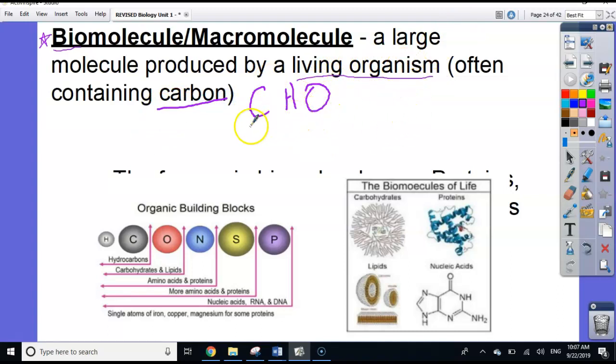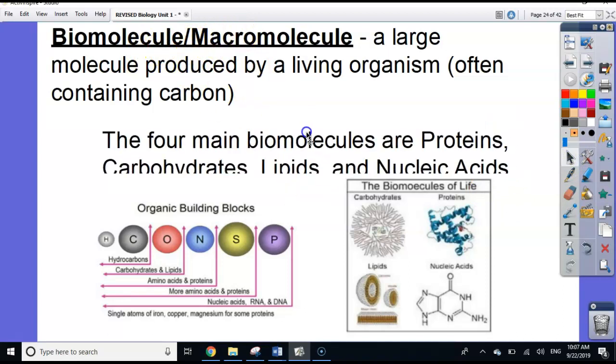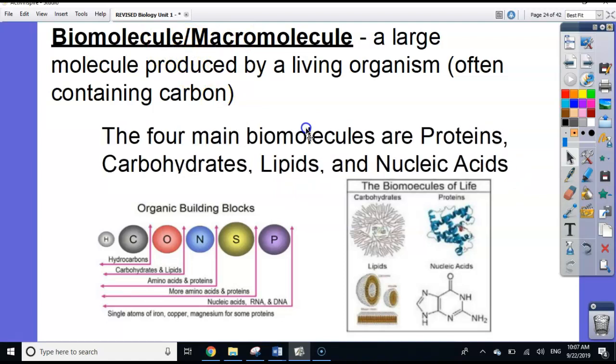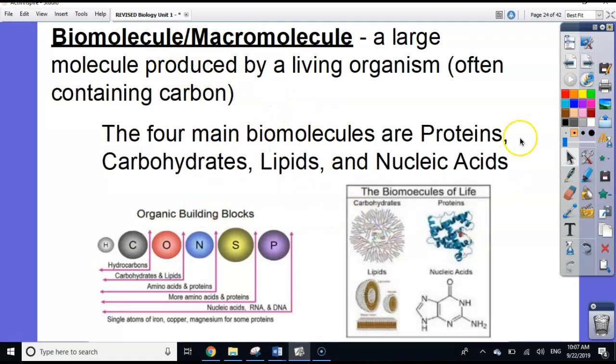So we talked about the difference between an element, right? One letter, these are all elements, or a compound like water, H2O. It's got two capital letters, right? Two elements, hydrogen and oxygen. So the four main biomolecules or macromolecules, again, we're going to use both of these words. They mean the same thing, okay? Are proteins, carbohydrates, lipids, and nucleic acids, okay? So go ahead and write that down. Four main biomolecules are proteins, carbohydrates, lipids, and nucleic acids.